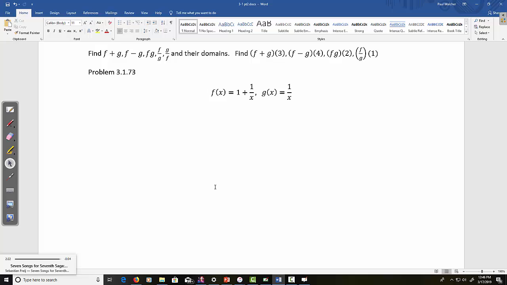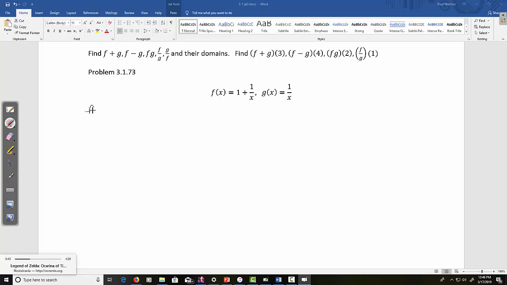So here's problem 73 from 3.1. We have two functions, f of x equal 1 plus 1 over x, and g of x equal 1 over x. And we're supposed to find f plus g of x, f minus g of x, fg, f over g, and g over f, and their domains. And then they just asked us to find a bunch of function values, which we can do. We may actually skip that part since it's really quick, but I'll go ahead and do it this one. I think we have another one of these problems as well, so I may not do this part for that one. So let's do some work.